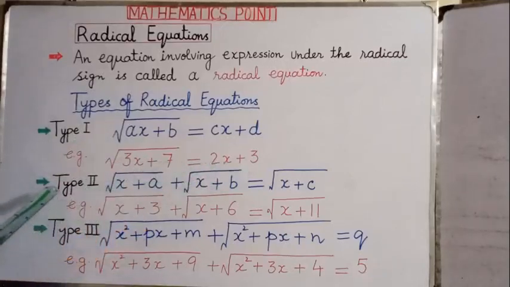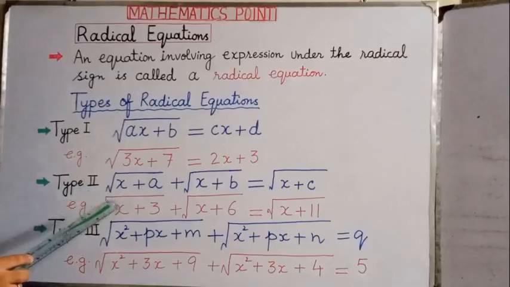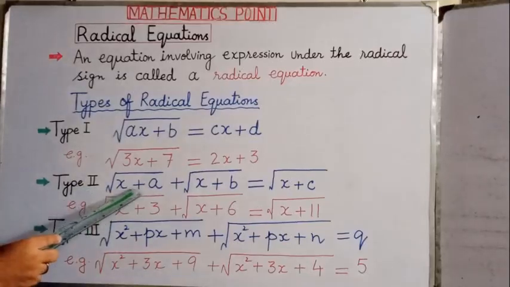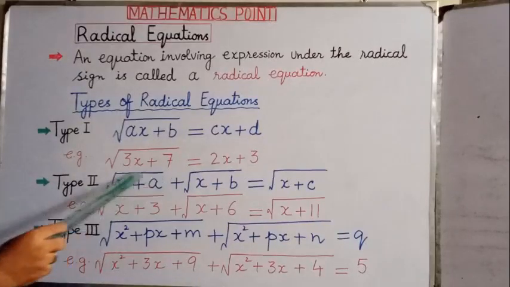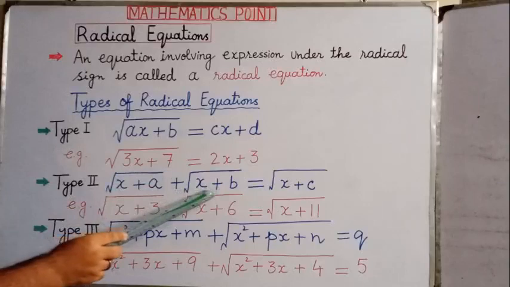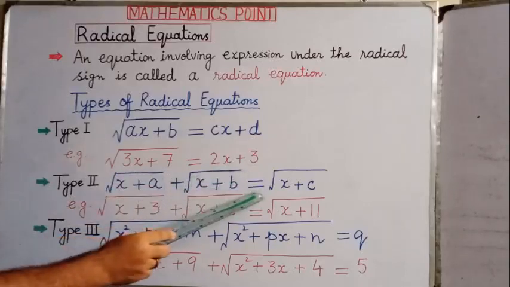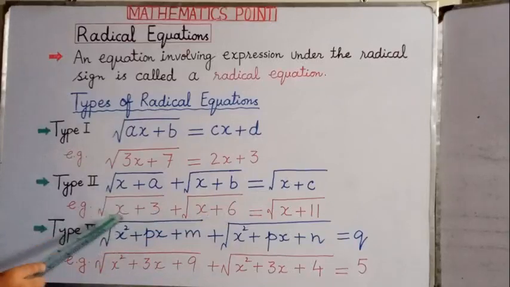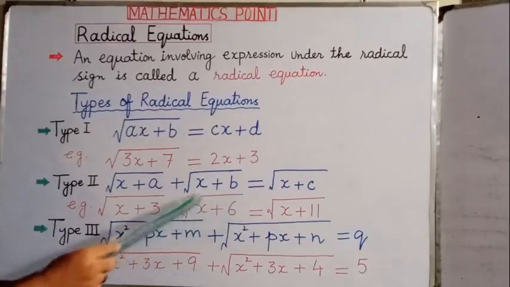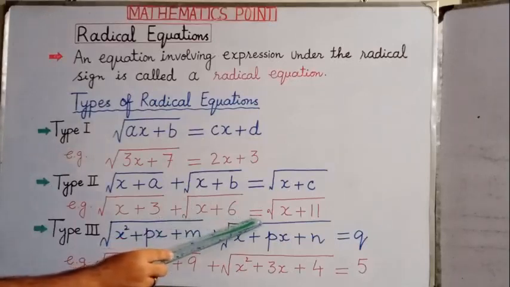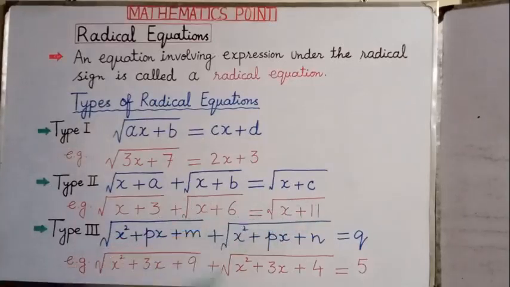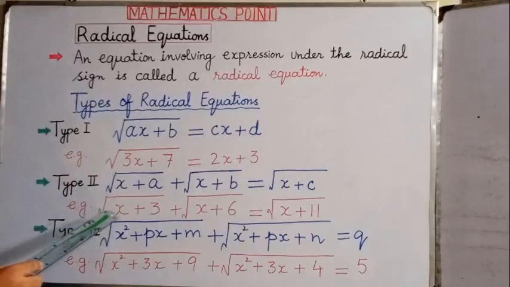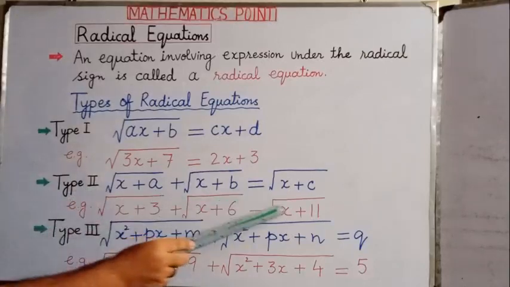Now come to the type 2 radical equation. First, see the general form: x plus a under the radical sign plus x plus b under the radical sign is equal to x plus c under the radical sign. Now see the example: x plus 3 under the radical sign plus x plus 6 under the radical sign is equal to x plus 11 under the radical sign. Simply you can say that in type 2 of radical equation there are 3 radical signs.